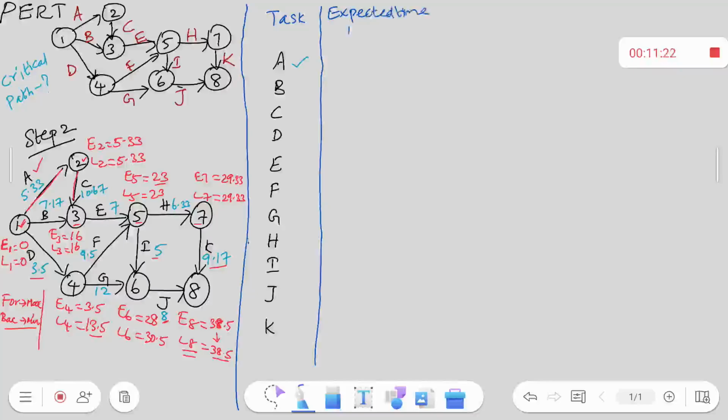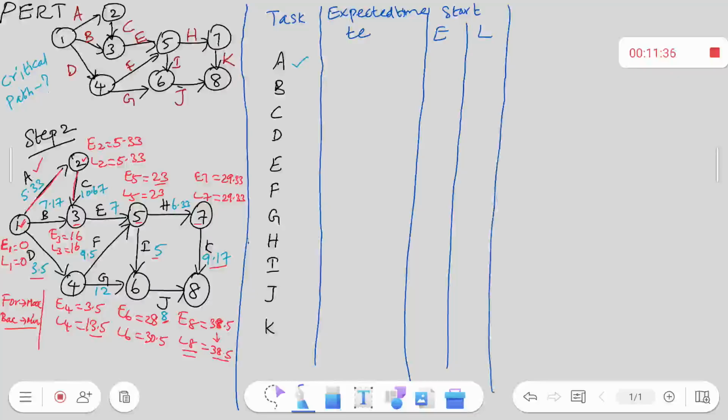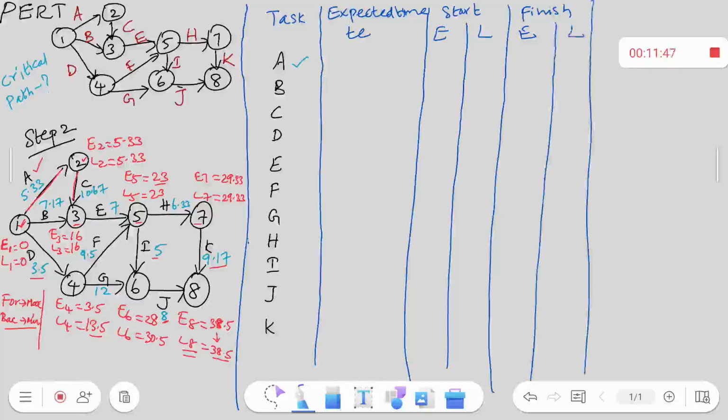After the task, you have the expected time that is given by TE. I put a tabular column. Then I have start time, in which I put the earliest time and latest time in another tabular column. Then for finish time, I have one more column, which is again earliest time and latest time. And the final one is total float. Okay. So this is my tabular column.